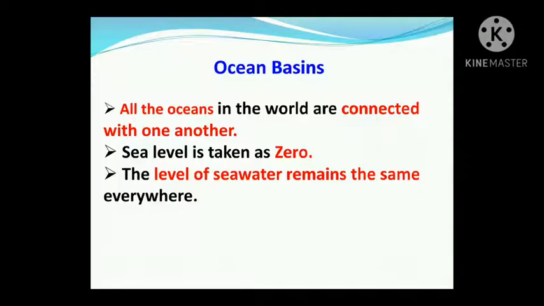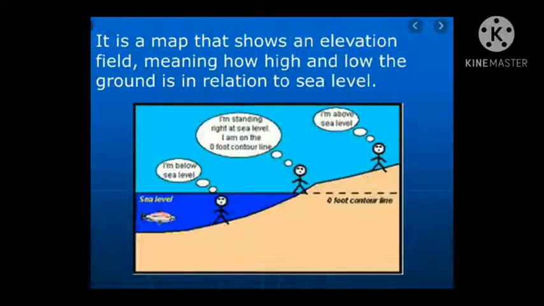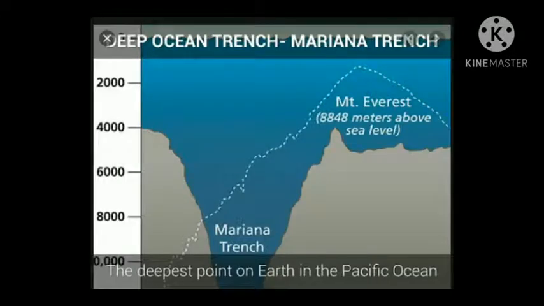And one of the interesting facts is that the sea level is taken as 0 since the level of sea water remains the same everywhere. And the elevation of land, that means how high a land is measured from the sea level, which we take as 0. And the greatest depth of 11,022 meters is recorded at Mariana Trench in Pacific Ocean. So these are the main features of ocean basins.